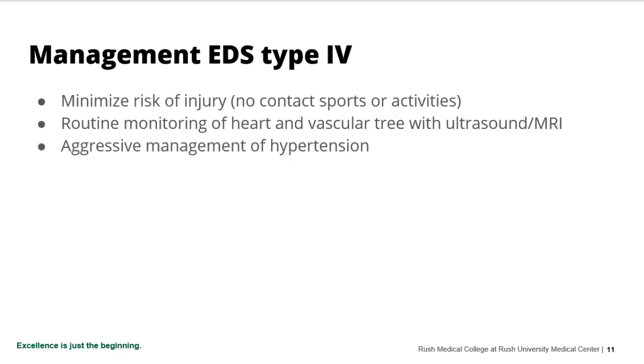So the management for type 4 Ehlers-Danlos is to minimize the risk of injury, so no contact sports, because there's such a significant risk of aortic damage. Routine monitoring of heart and vascular tree with ultrasound and MRI, and aggressive management of hypertension.